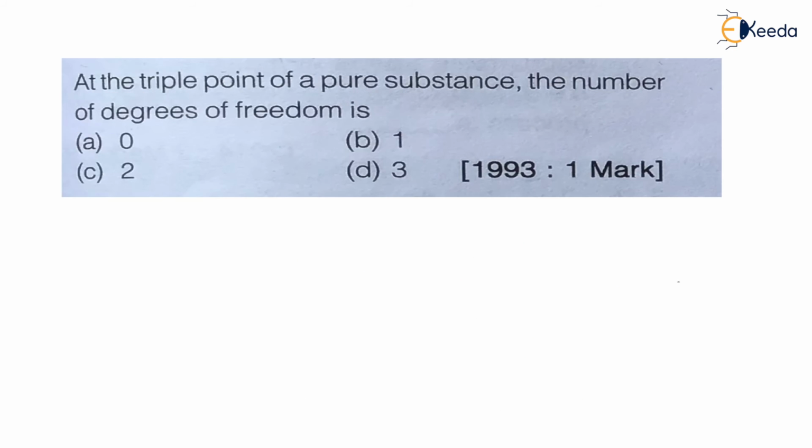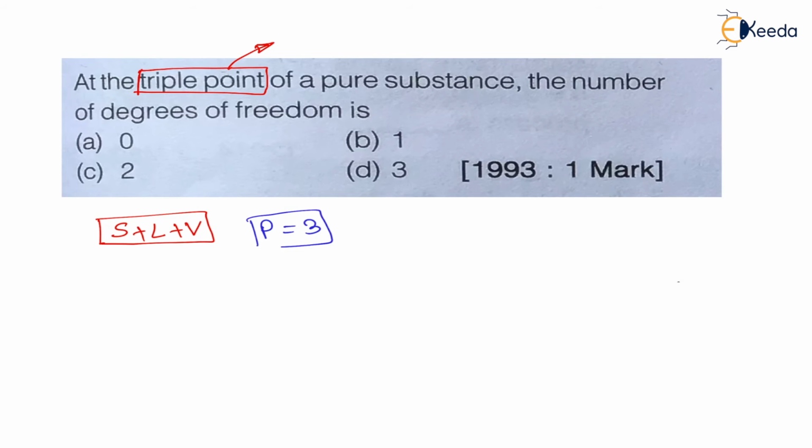The next question on this topic was asked in GATE 1993 for 1 mark. The question is, at the triple point of a pure substance, the number of degrees of freedom is. Now, my dear students, in the question they have mentioned it is a triple point, and triple point is a point where the substance exists in all three phases. That is, there will be a solid phase, a liquid phase, as well as a vapor phase at the triple point of any substance. Therefore, here P is represented as the number of phases. Therefore, the number of phases will be 3, that is solid, liquid, and vapor.